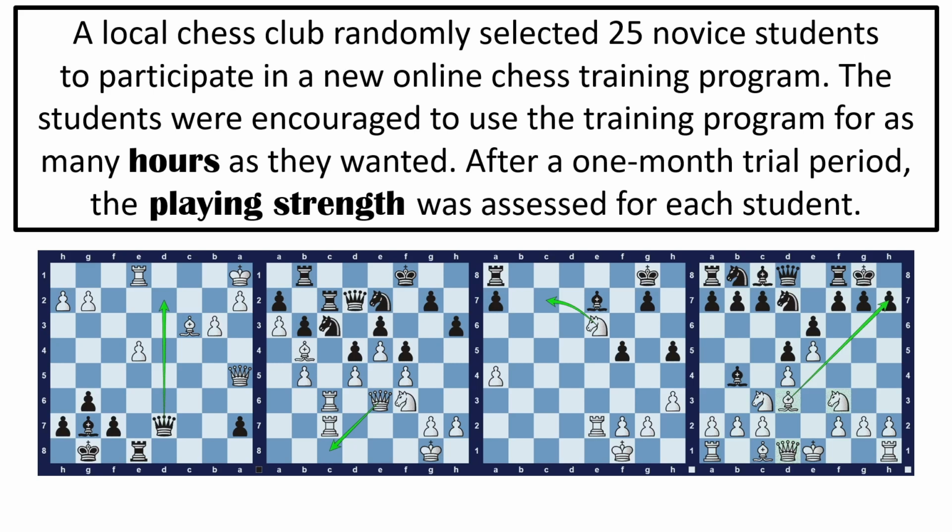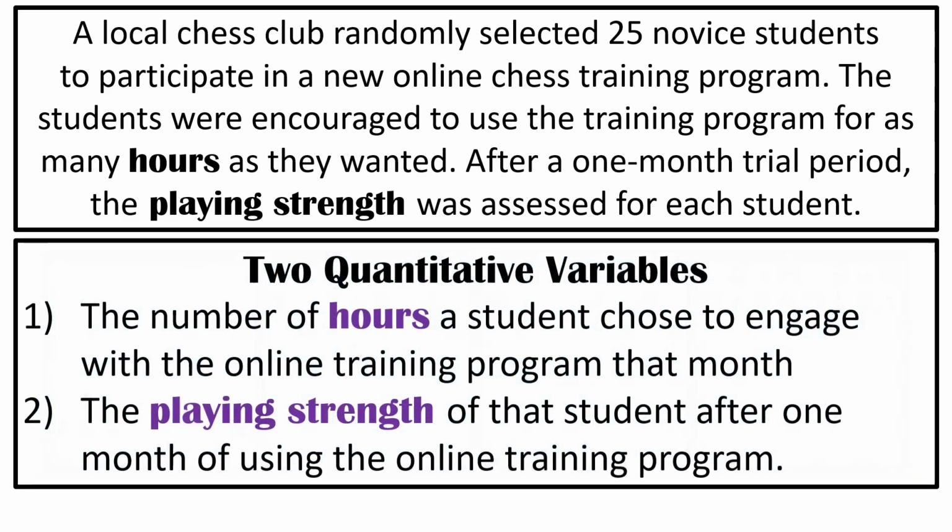So the first thing to recognize here is that we have two quantitative variables. First one is the number of hours a student chose to engage with the online training program that month. And the second is the playing strength of that student after 1 month of using the online training program. So two quantitative variables. This is the hallmark of a linear regression scenario.